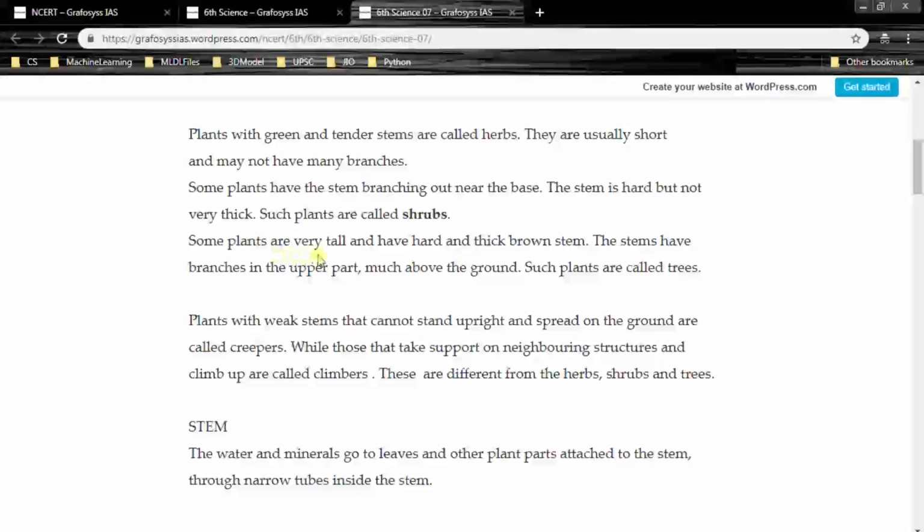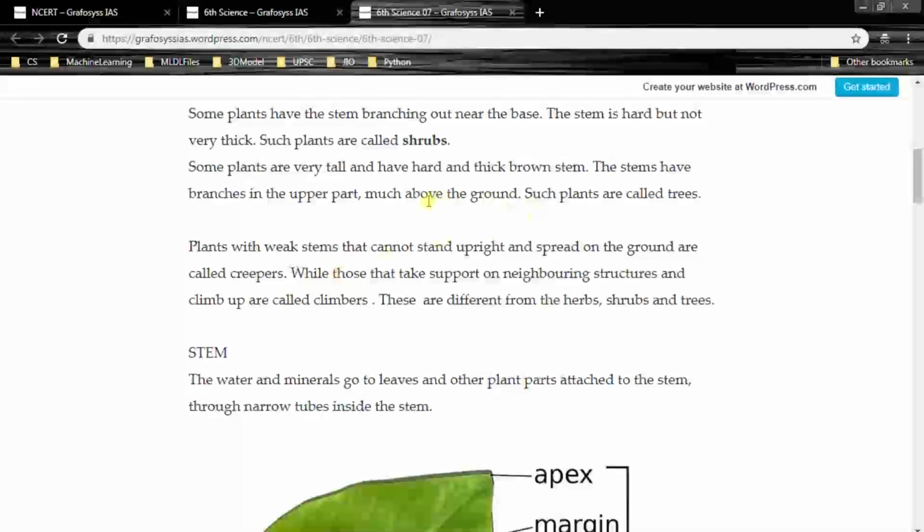Some plants are very tall and have hard and thick brown stem. The stems have branches in the upper part, much above the ground. Such plants are called trees. So hard and thick brown stem, these are trees, and it is much above the ground.